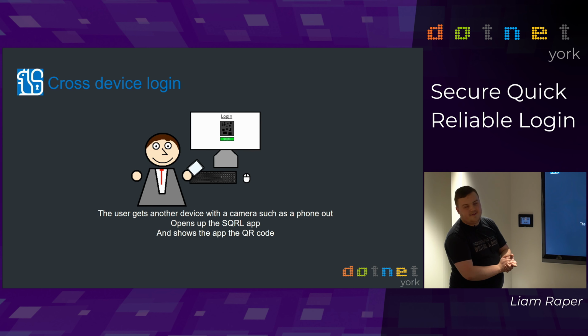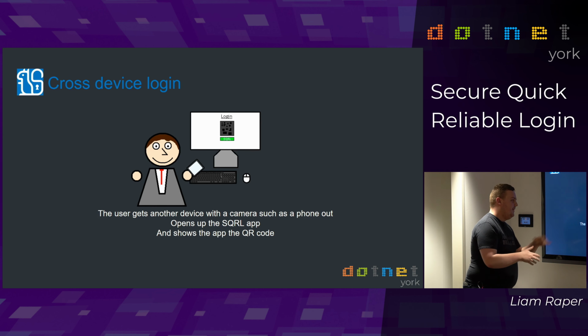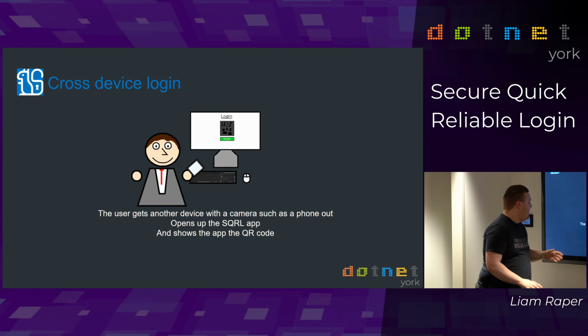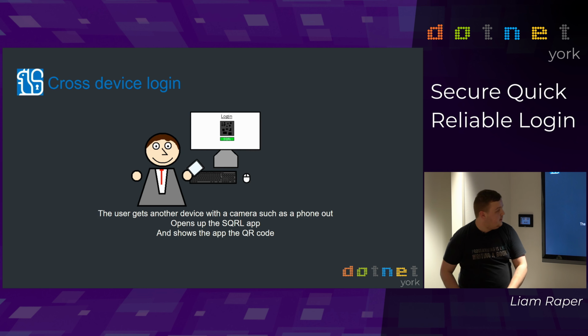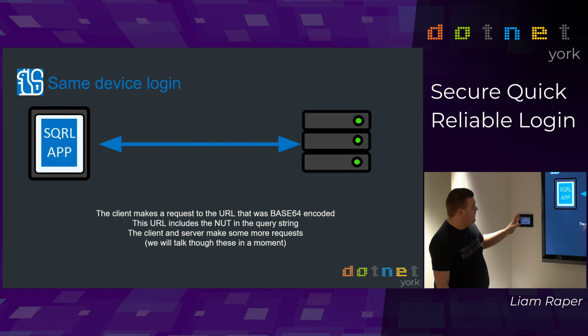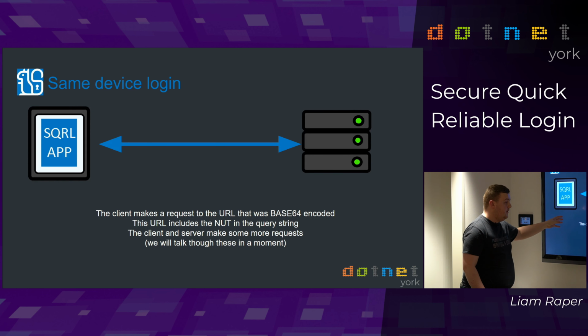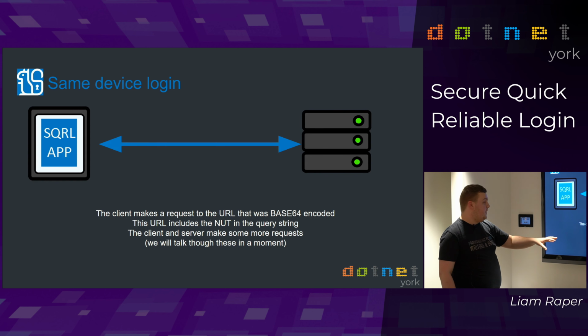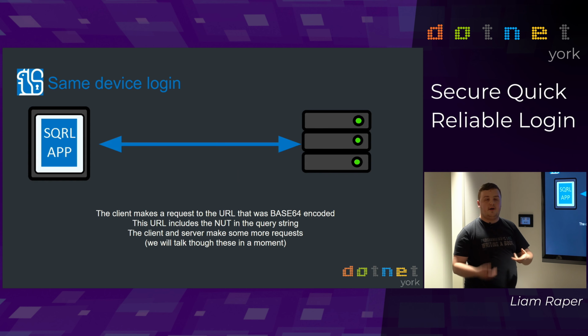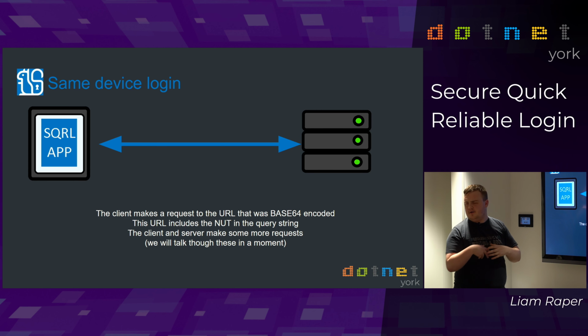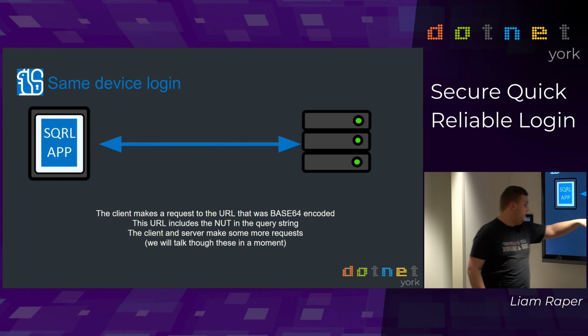So our user's now got a phone or tablet of some form. So we're going to do the other login system. This won't take as long. The user opens up the Squirrel app, points it at the login page, gets the QR code. The QR code is then decoded. Then the Squirrel application has the URL that it needs to send a request to. It sends a request off to the server.